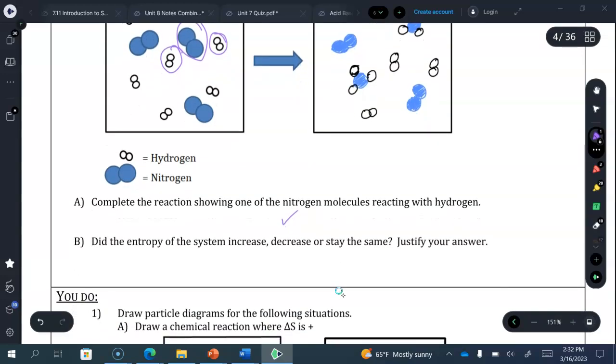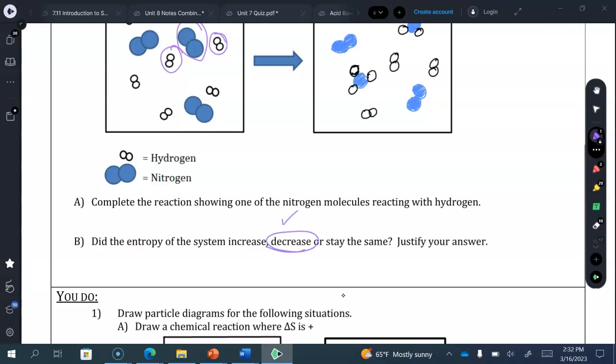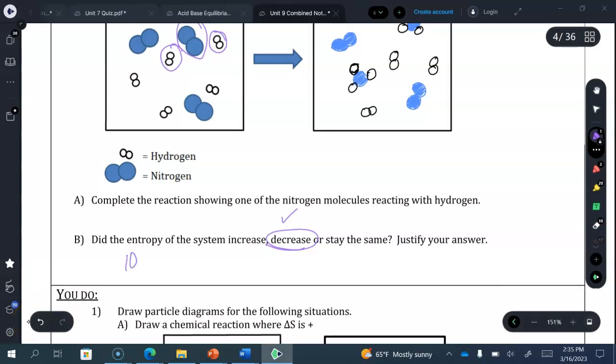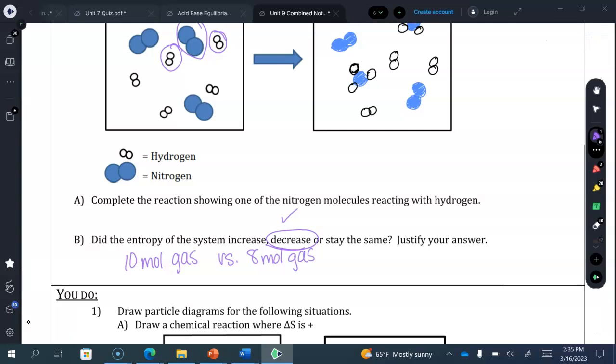Okay, so we see a decrease in the amount of gas. So this also tells us that the entropy will decrease because we have fewer states of randomness. So fewer molecules. And the reason being, let's state it again, is that we have 10 moles of gas versus 8 moles of gas, and because we have less gas, it is therefore going to have fewer arrangements overall, and thus have a decrease in entropy.